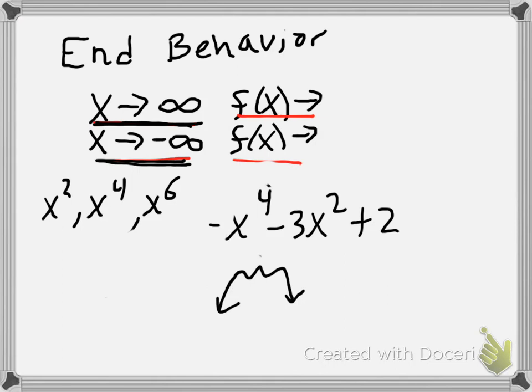So just kind of remember, if the highest exponent's even, they're both going to go the same direction. If it's a positive function, they're both going to go up. If it's negative, they're both going to go down.